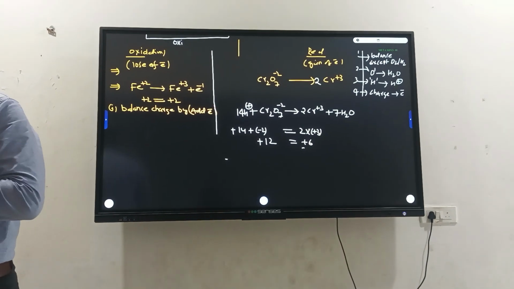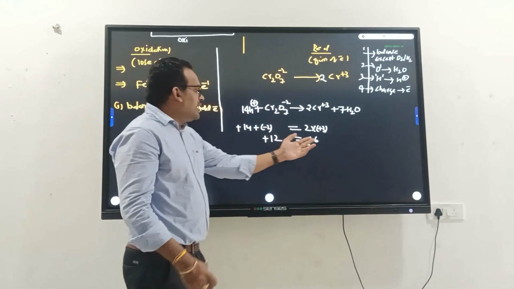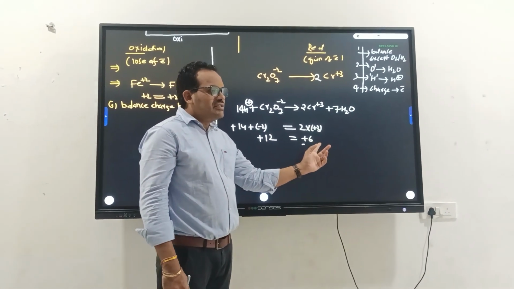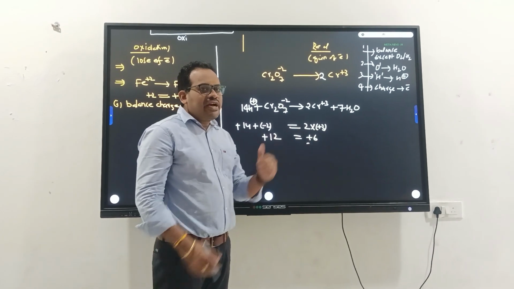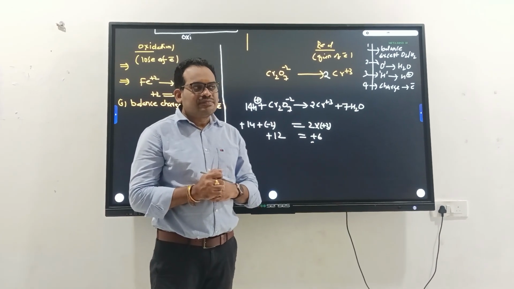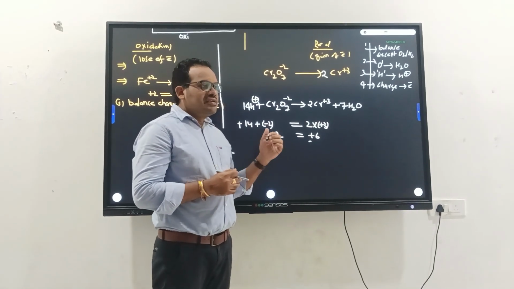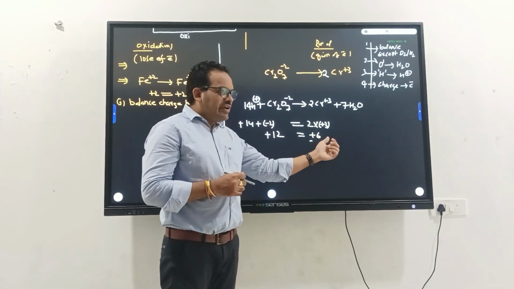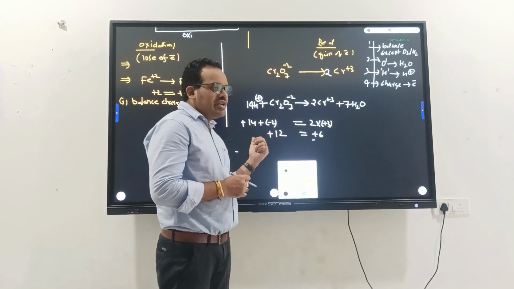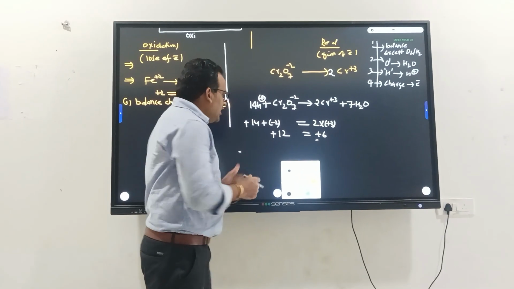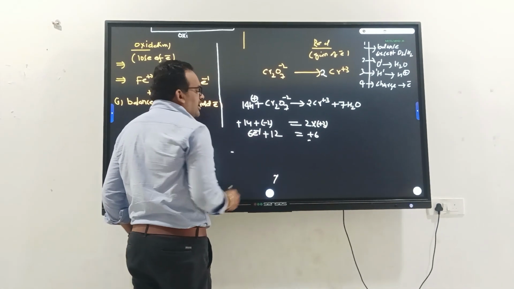Which side do I have to add electrons, left side or right side? If I am adding electrons here, what will happen, children? One electron will reduce one charge. Suppose if I am adding 5 electrons, what will happen? If I am adding 6 electrons, what will happen? Each electron carries a charge of minus 1.